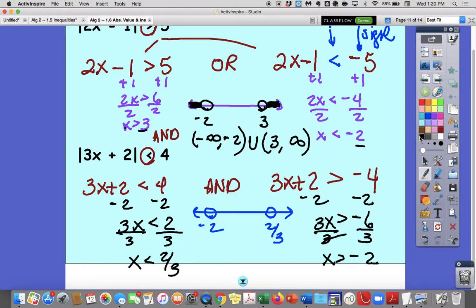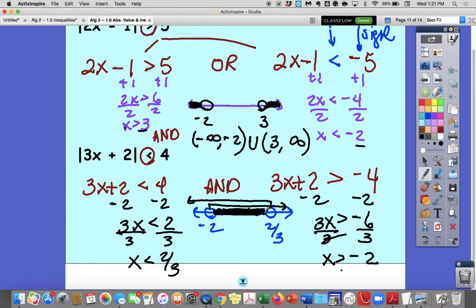So if it's less than 2/3, that means we're going this way. If it's greater than negative 2, we're going to come up and we're going to go to the right. And it overlaps here in the middle. Okay? Neither one of the bubbles are filled in. So that's just the part we need. You could have bypassed that by knowing, okay, and shade in the middle.